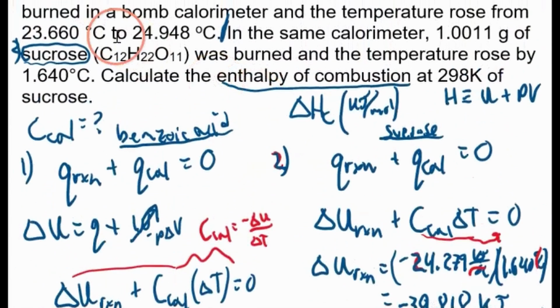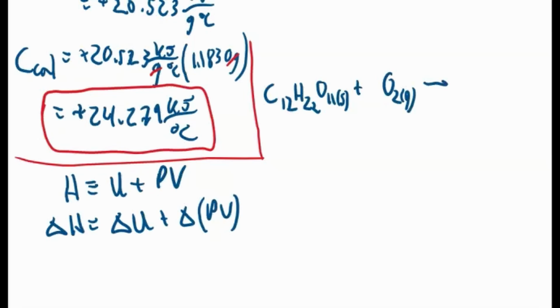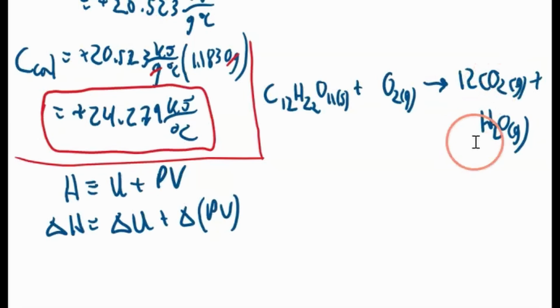Now we're burning sucrose, and we're given this molecular formula, C12H22O11. So C12H22O11 plus oxygen, because we're burning it in the presence of oxygen, gives us CO2 gas plus water. What's happening here? We have 12 carbons in sucrose, so we're going to get 12 CO2s, and then we'll balance the hydrogens. We have 22 hydrogens, so we need 11 waters here.